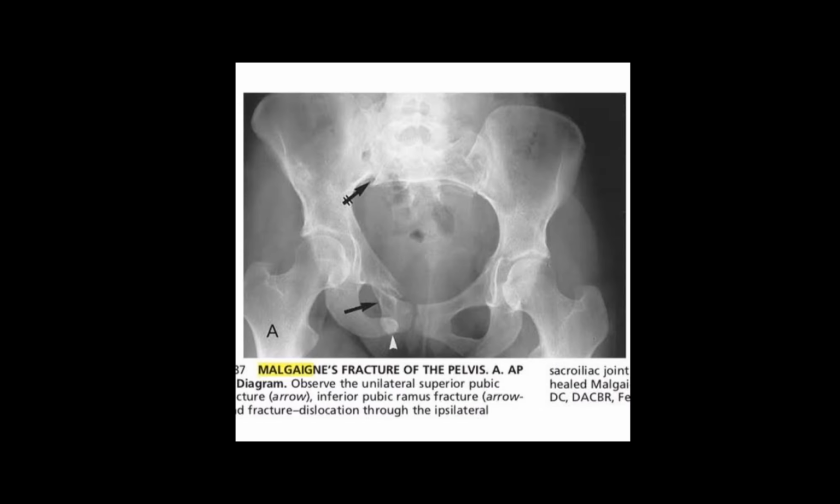This is Malgaigne fracture. In the Malgaigne fracture, a fracture occurs on the same side in the ischium bone and here. Okay. This is Malgaigne fracture. It is in the region of the pelvis. Observe the unilateral superior pubic and inferior pubic ramus fracture.